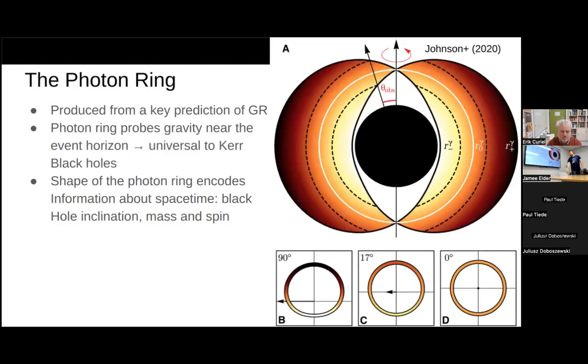Why might we be interested in doing this? Well, the photon ring is, like I said, a key prediction from GR, and it also probes gravity near the event horizon, and it has this universal structure for Kerr-like black holes. On top of this, the structure of the photon ring encodes a lot of information about gravity, about the spin of the black hole, the mass, and maybe inclination as well. So if we were able to measure the photon ring and its shape, we might be able to get constraints on basically the fundamental properties of the black hole.